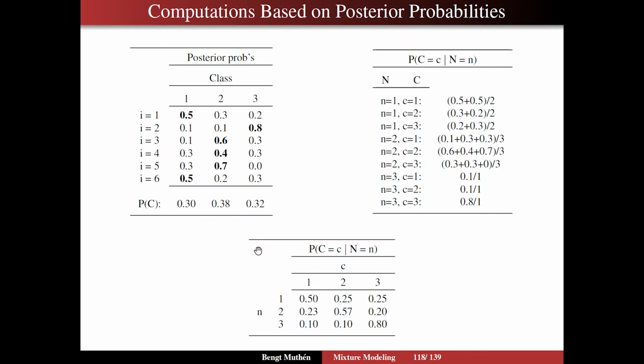And then you can summarize that in the table at the bottom here. So the first row is simply, so n equals 1, that's the first 3 computations. So 0.5 divided by 2 is 0.5. 0.3 plus 0.2 divided by 2 is 0.25. Same for the third one, 0.25, etc. down to the last row where you have 0.1, 0.1, 0.8. So this table at the bottom just summarizes what we had at top right.